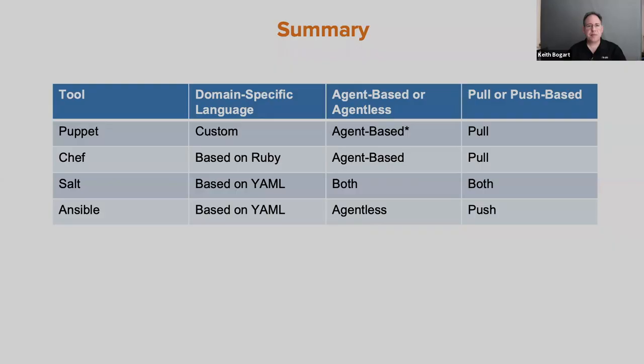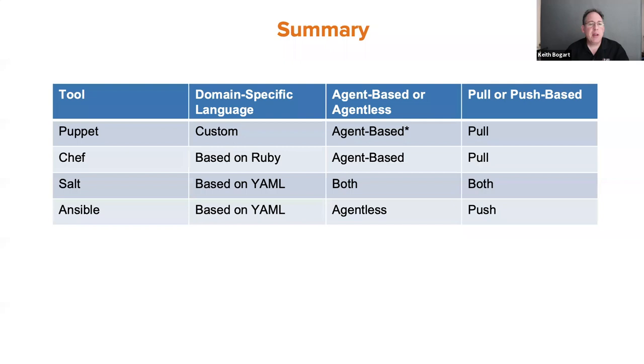So in summary, here's some various tools that we've talked about. Knowing what the domain specific language is, whether it's agent based or agentless, and if it's a pull or push model. This stuff you want to memorize. Okay, this is the sort of level that the CCNA would expect you to know about these tools. Now I go into a bit more detail in, like I said, my introduction network programming and automation course in our CCNA learning path. And you'll want to check that out, but just to give you a high level overview here, this is this.